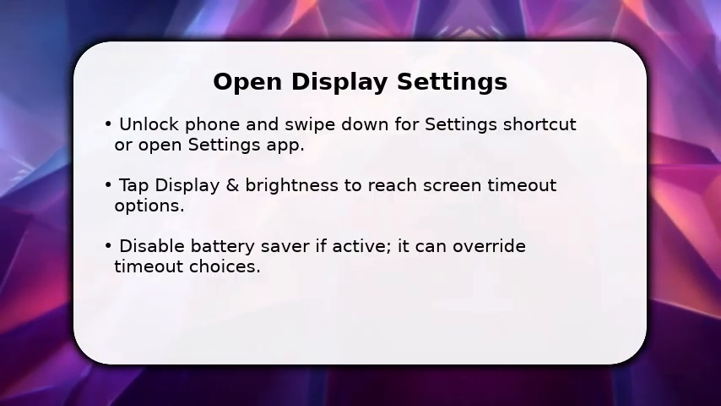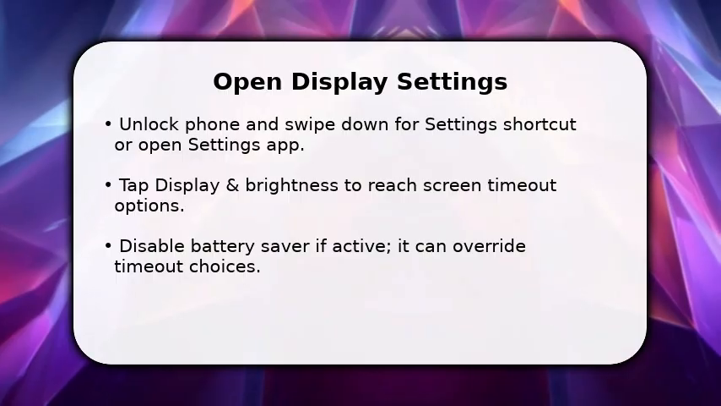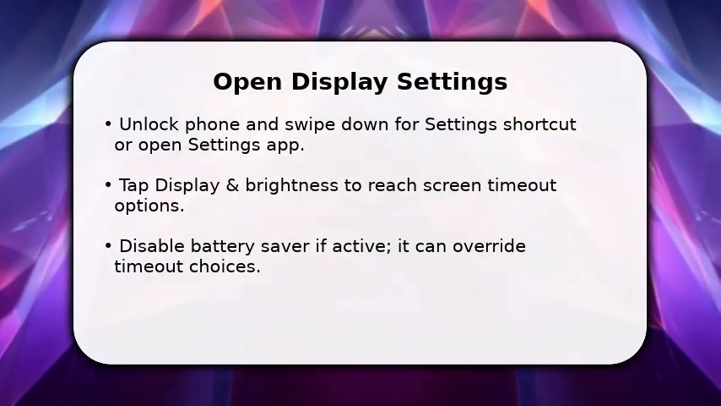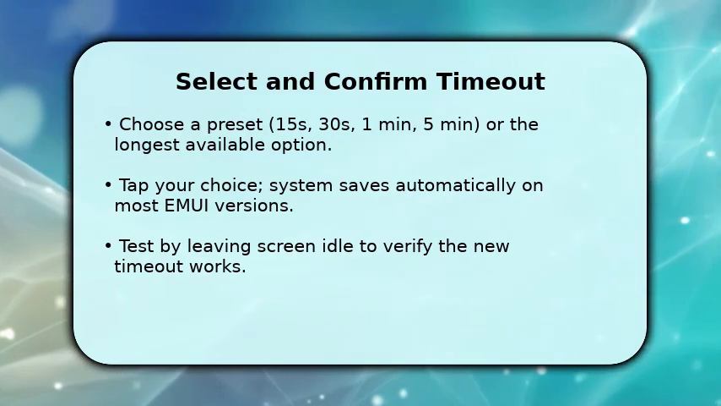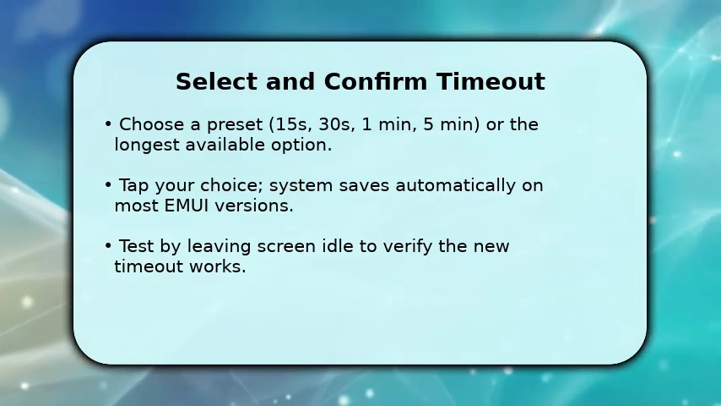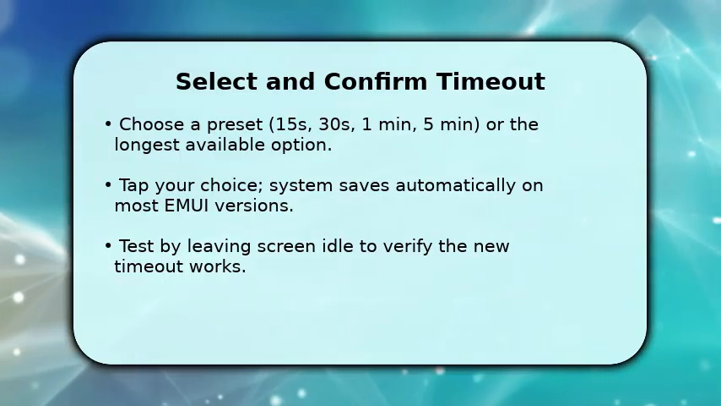Make sure to check whether a work profile or device admin is locking settings before you continue. You now pick the timeout that fits your use. Shorter saves battery, longer keeps the screen on. Tap the desired value and the phone will usually save it instantly. If prompted, confirm the change.